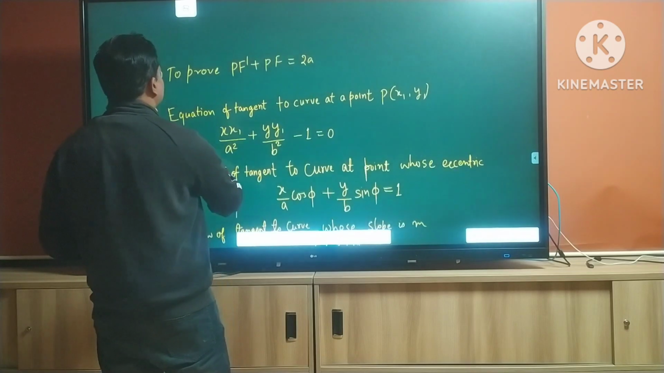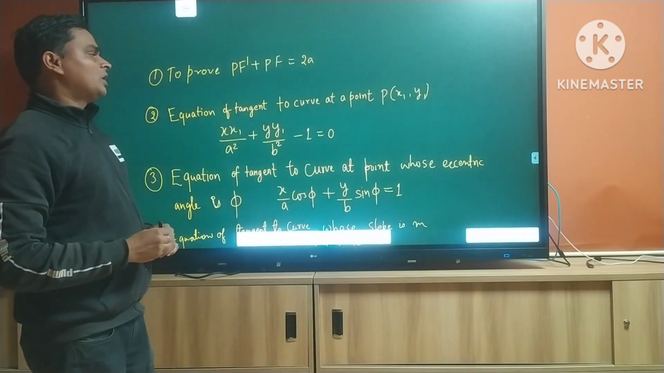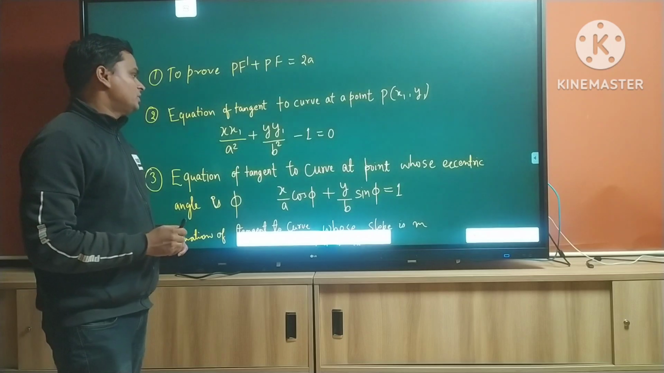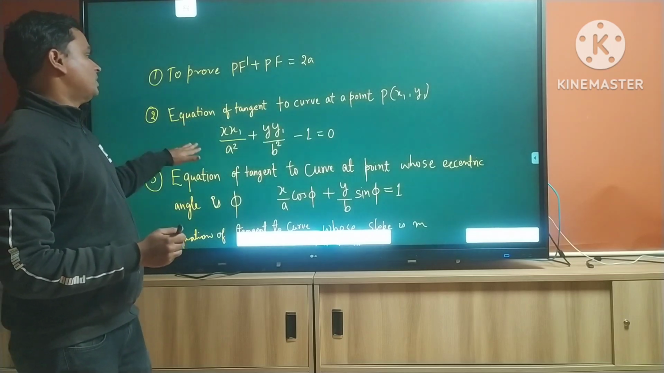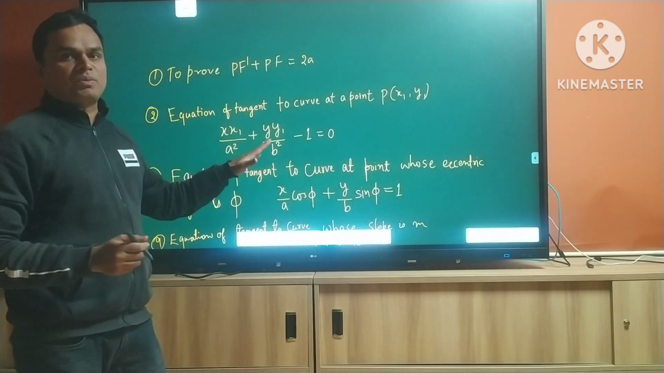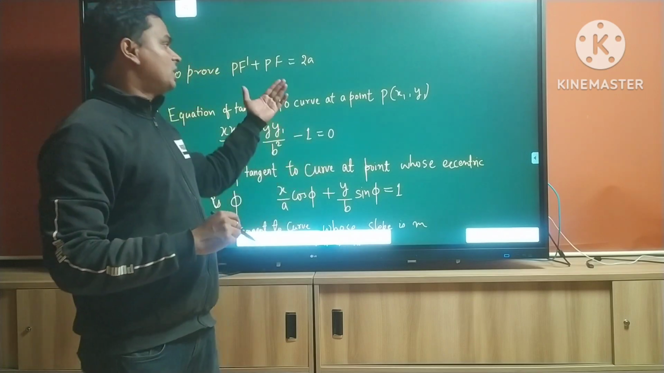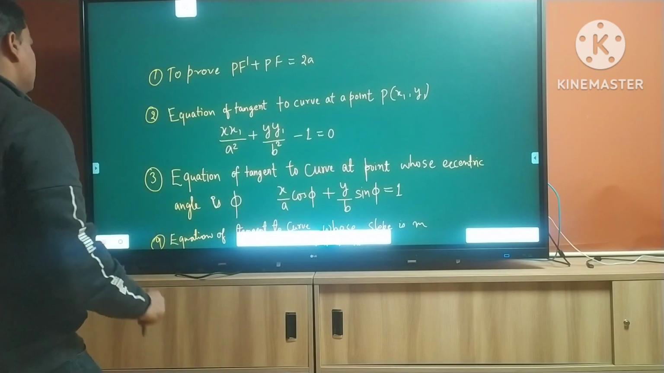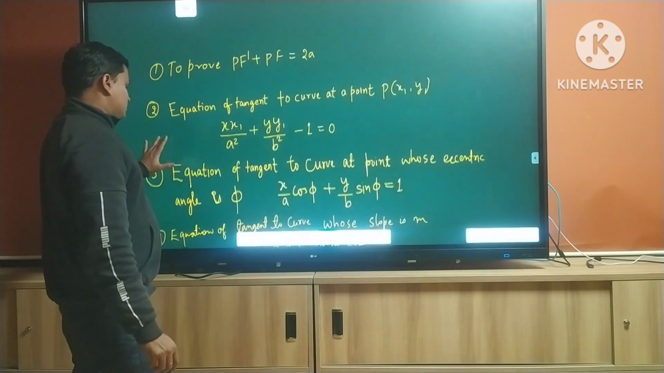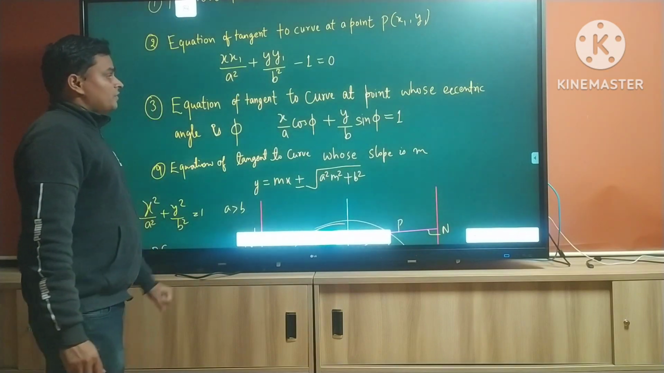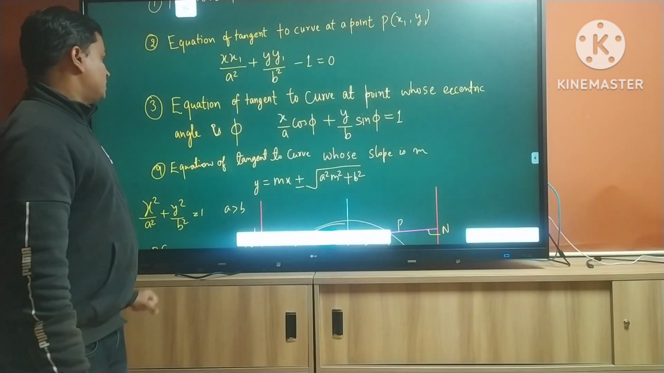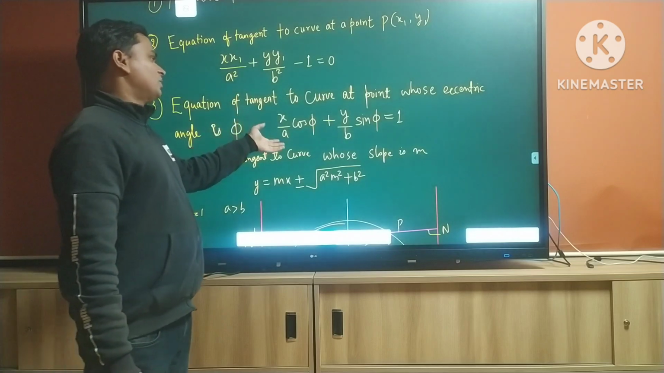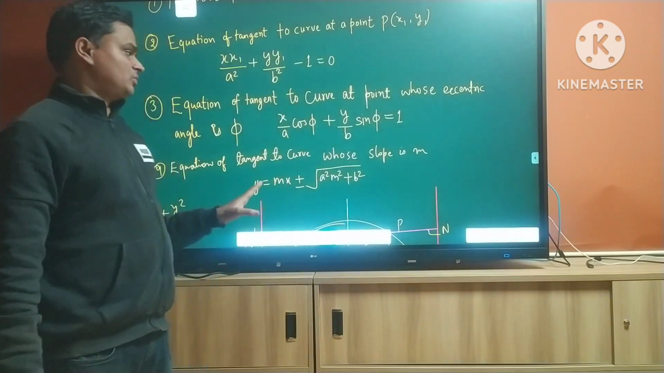What I have written here is the equation of the tangent to the curve at a point P(x1, y1): xx1 by a square plus yy1 by b square minus 1 is equal to 0. The curve is an ellipse. The second equation is the equation of the tangent to the curve at a point whose eccentric angle is phi: x by a cos phi plus y by b sin phi is equal to 1.